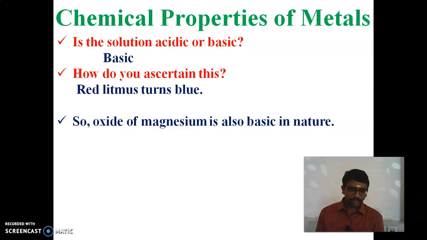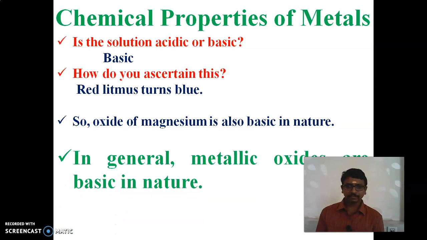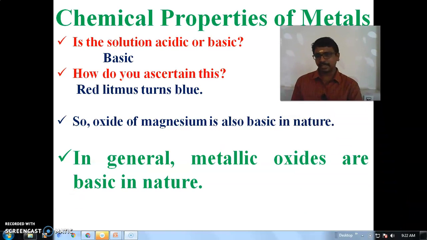And iron oxide is also basic in nature. Magnesium oxide is also basic in nature. So generally we can tell that metal oxides are basic in nature. How can we confirm that? Yes, we can do the two activities. The first activity is rusting of iron. The second activity is magnesium oxide.